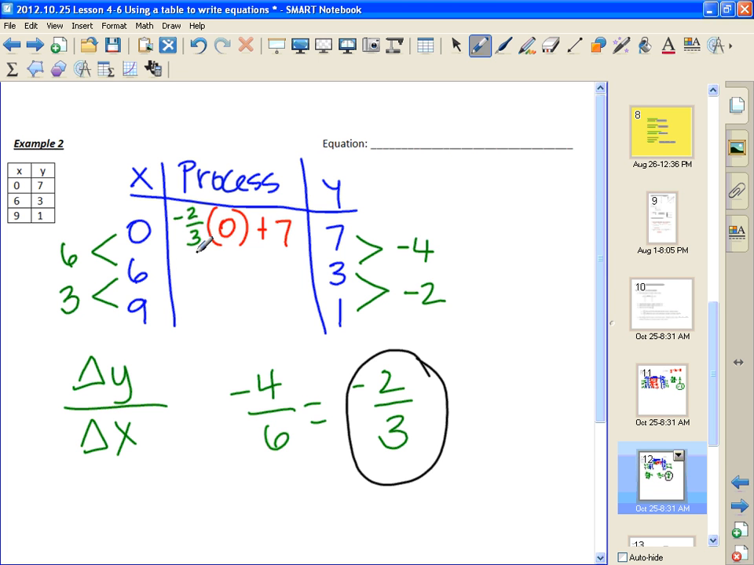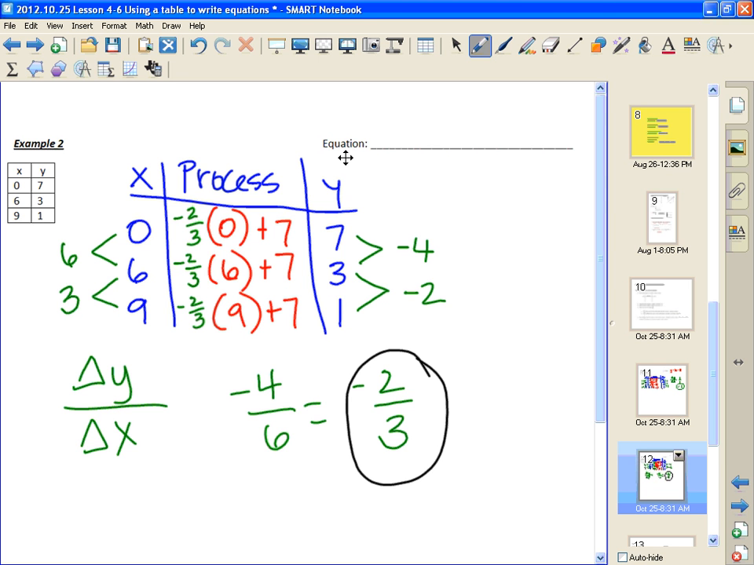Now I'm going to do it again with a 6. So I'll do negative 2/3 times 6. Put that in your calculator. It's negative 4. If I need to go from negative 4 to positive 3, what do I have to do? Got to add 7 again. And then on this one, I'm going to do negative 2/3 times 9. What is negative 2/3 times 9? Negative 6, plus 7 would be 1.